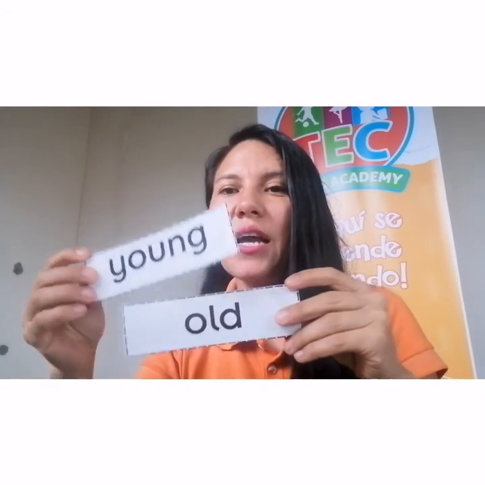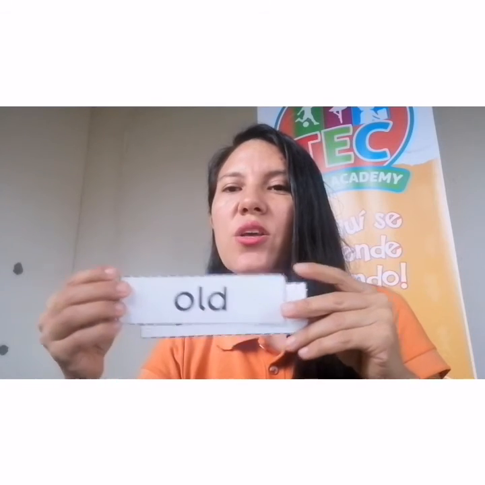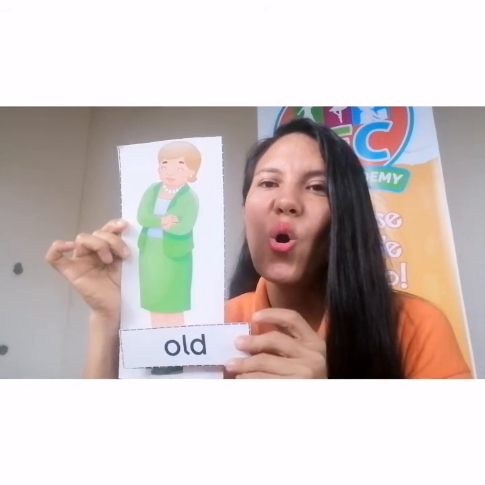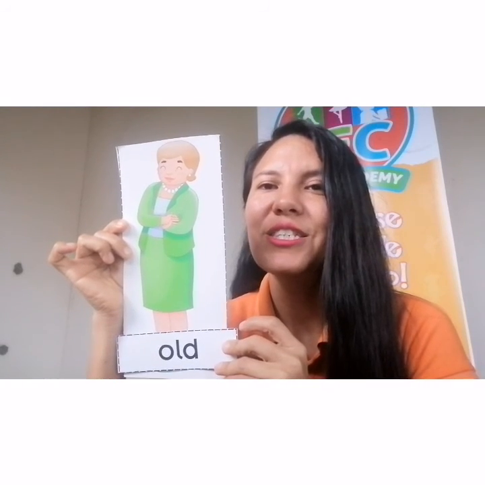Ok, dos últimas palabras que pueden agregar a su descripción y es young, and old. Young, que es joven, y old, que es vieja. ¿Ya? No se considera un insulto en inglés decir old a una persona. Entonces yo describiré, I'm going to describe my grandma, and I will say, she is tall, she is fat, she has short hair, she has small eyes, and she is old. Ella es mayor. She is old.